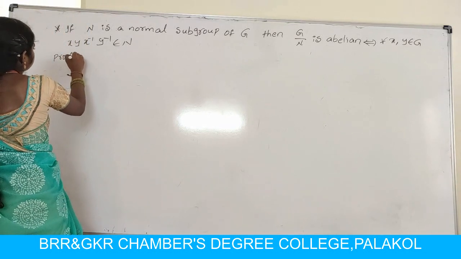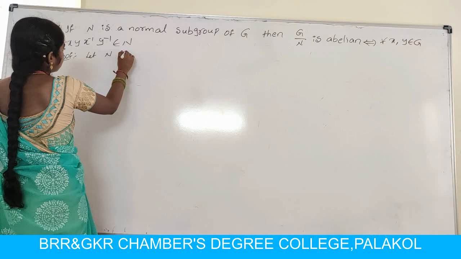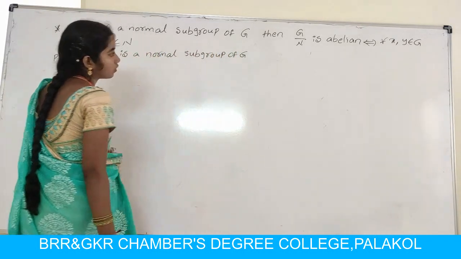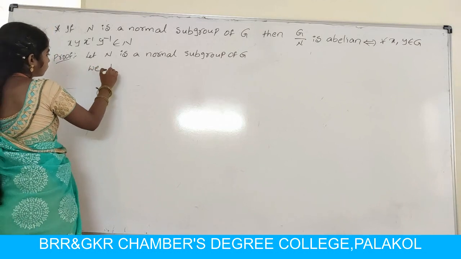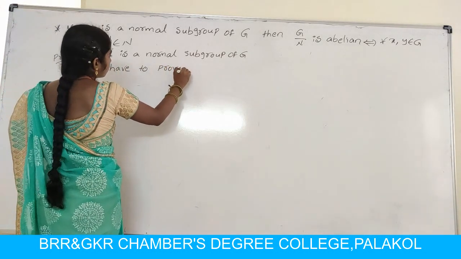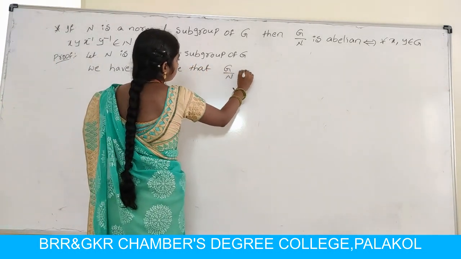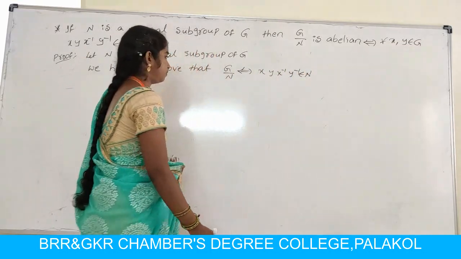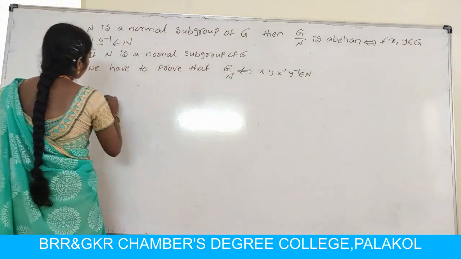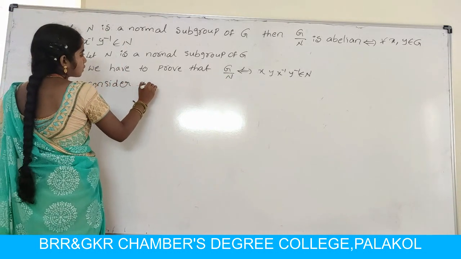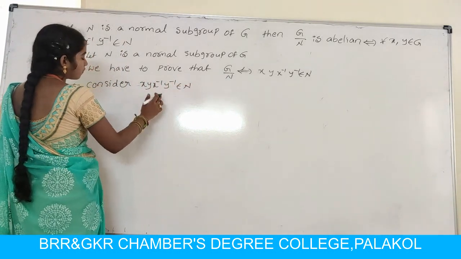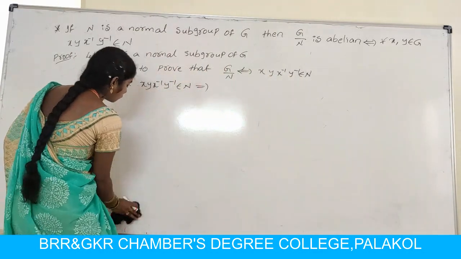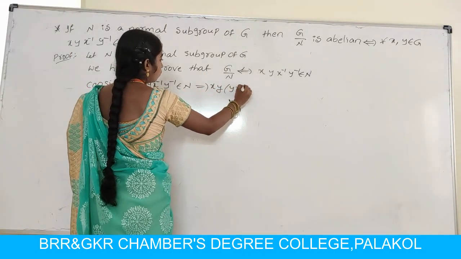So proof. Let N be a normal subgroup of Z. So we have to prove that Z by N is abelian if and only if X Y X inverse Y inverse belongs to N. So consider X Y X inverse Y inverse belongs to N. So X Y X inverse Y inverse can be written as X Y times YX whole inverse belongs to N.